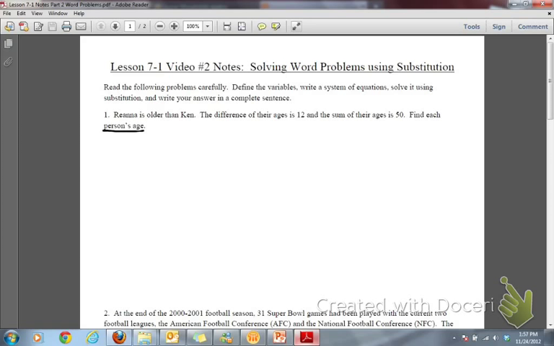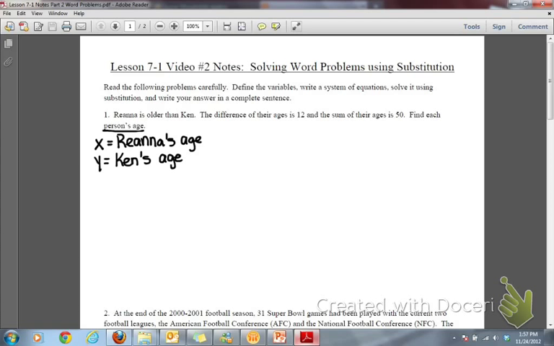So X is going to be the age of one of the people in the problem, and Y will be the other one. Since Rihanna was first in the problem, we'll say that X equals Rihanna's age, and Y equals Ken's age. Okay. So you have to be able to define your variables. Remember, ask yourself what you're looking for. So now we're going to write our system of equations, 2 equations using the other information in the problem.